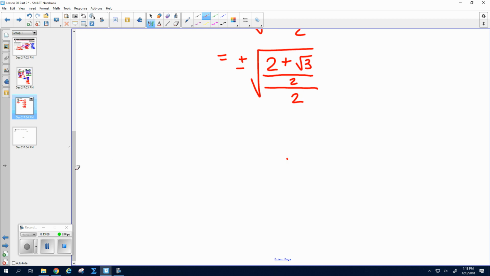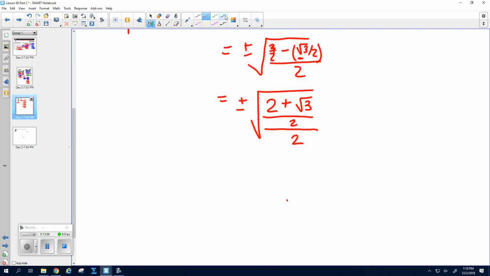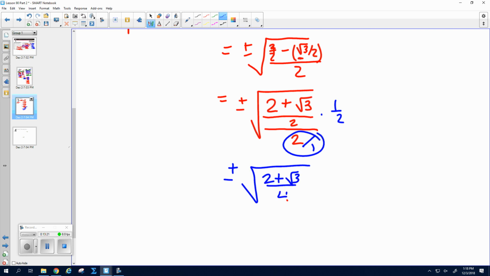So then we got to flip and multiply. So you guys, this is really like a 2 over a 1. So I need to flip and multiply to get it out of the denominator. So now I have plus or minus the square root of 2 plus the square root of 3 over 4. And my second to last step, I can go ahead and take the square root of 4, which is 2.